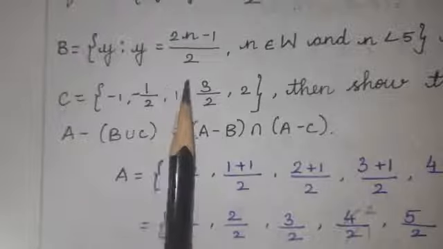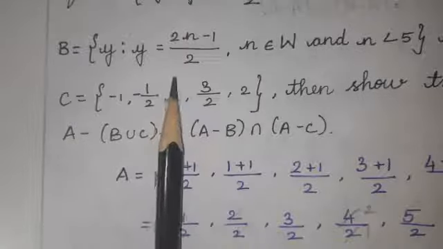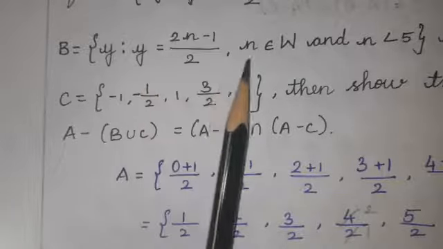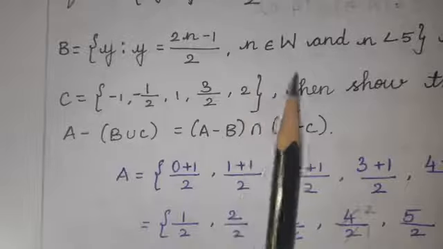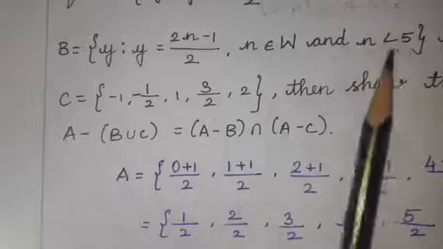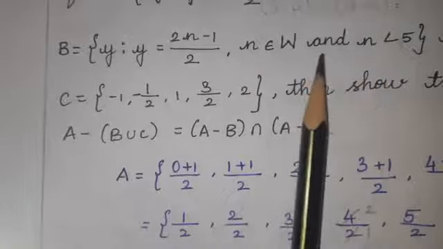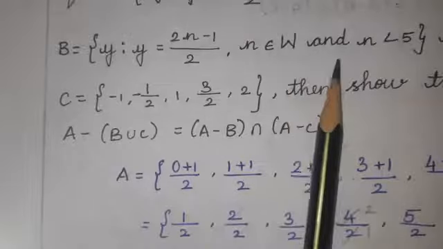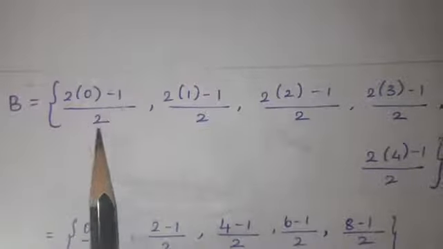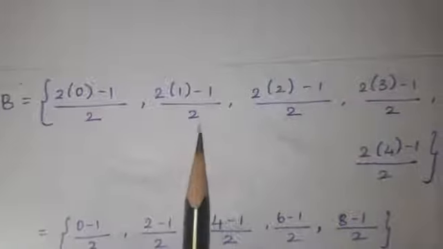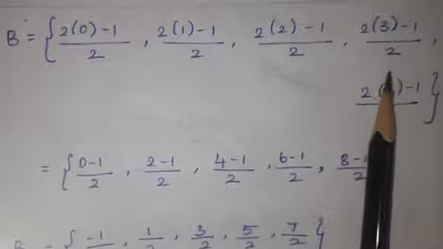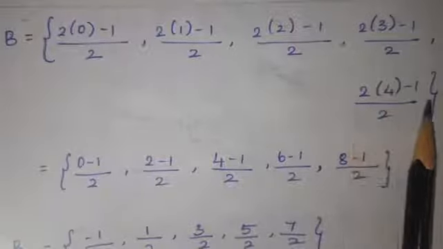Next, B set also we should convert into roster form. The question is given in set builder format. The formula is y = (2n−1)/2, where n belongs to W, that is, the starting number is 0. In the n place you start with 0, and n less than 5 means n up to 4. So the numbers you can substitute are 0, 1, 2, 3, 4. Therefore B = {(2×0−1)/2, (2×1−1)/2, (2×2−1)/2, (2×3−1)/2, (2×4−1)/2}.